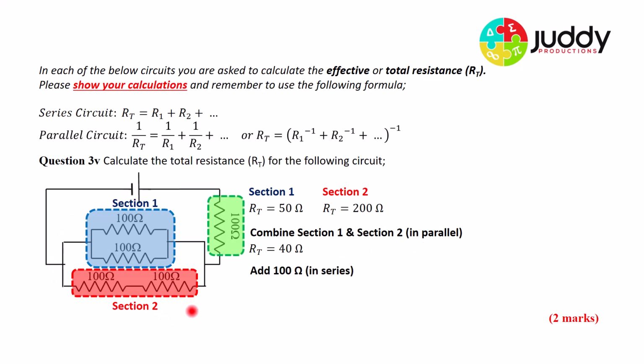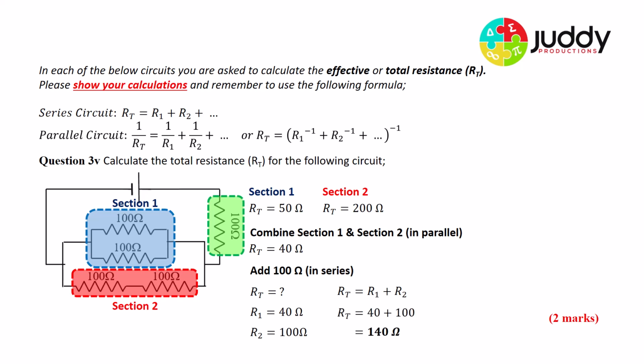So section 1 and 2 in parallel gives me an effective or total resistance of 40 ohms, and then we've got to add to that in series the 100 ohms. So the total resistance of the whole circuit will be 40 ohms plus the additional 100, which gives me a resistance of 140 ohms.